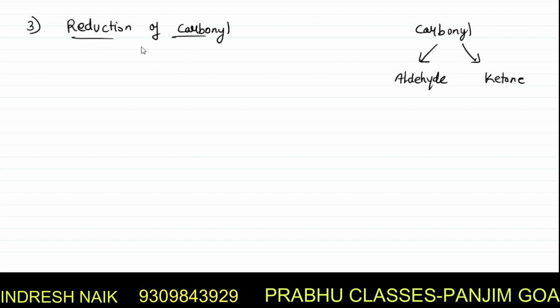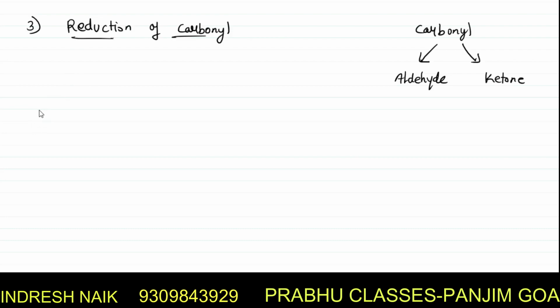So before we go into the reduction, I'll just give you one flow chart. Students, remember that this flow chart is going to help you in many of the reactions. It is not only going to help you over here, not only in this chapter, but also in chapters like aldehydes, ketones, carboxylic acid. So keep this flow chart in mind. We'll start with that flow chart. What is that flow chart?